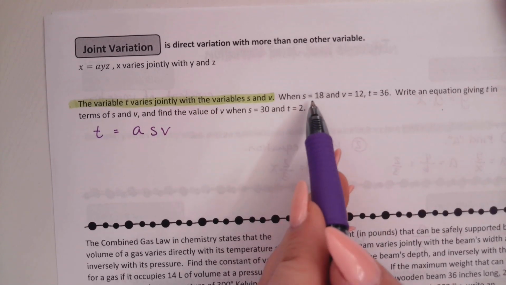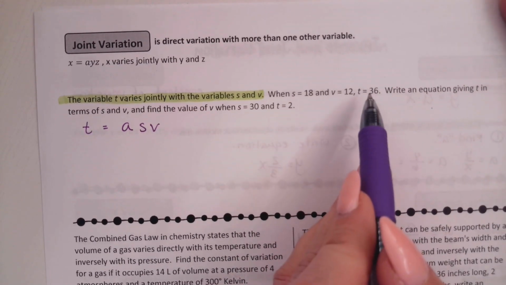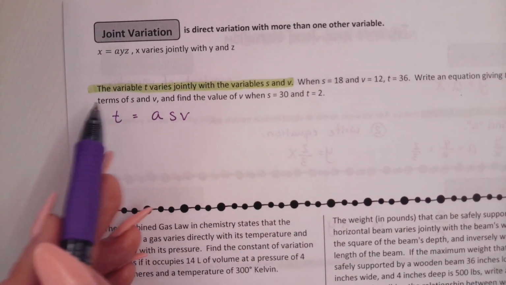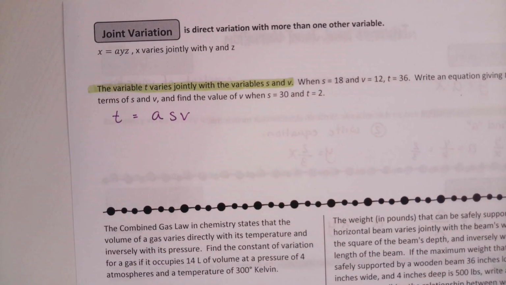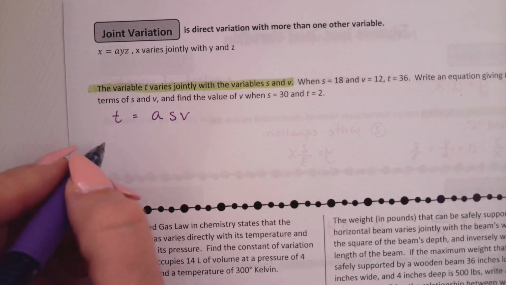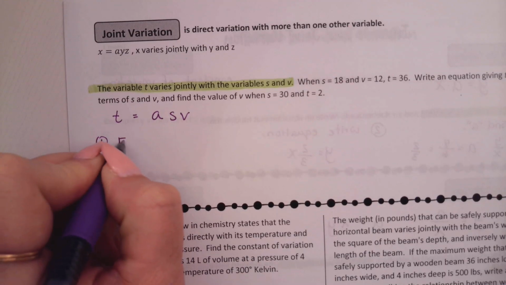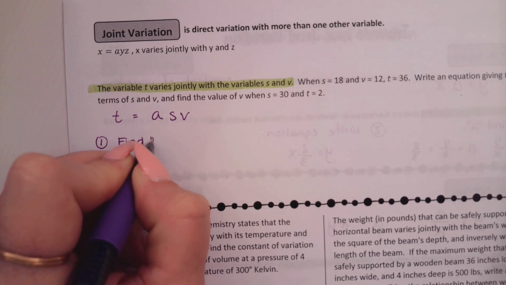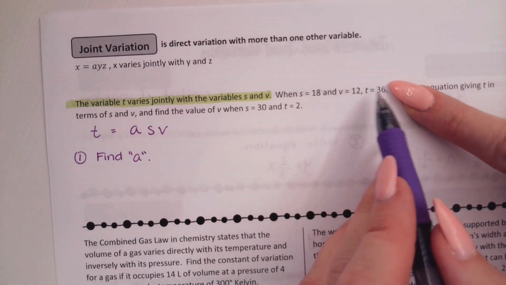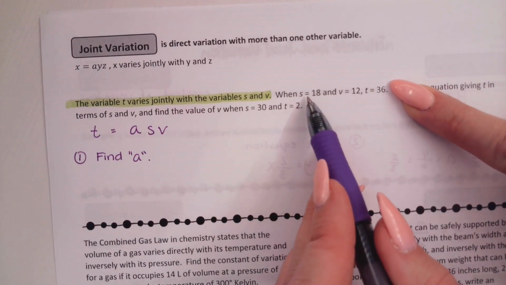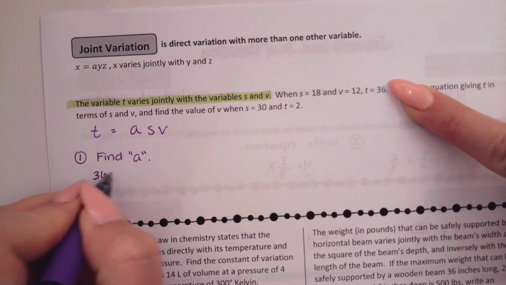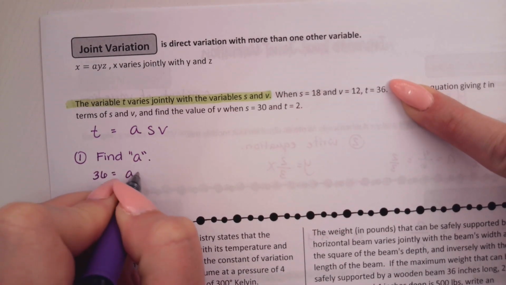And then it becomes just like the front. It says s is 18, v is 12, t is 36. Write the equation giving t in terms of s and v, and then we'll use it to make a prediction. So again, because we don't know what this constant variation is, we're going to start by doing that. We're going to find our constant variation. And I can do that using this first combination of numbers. S is 18, v is 12, t is 36. So substituting those all in.